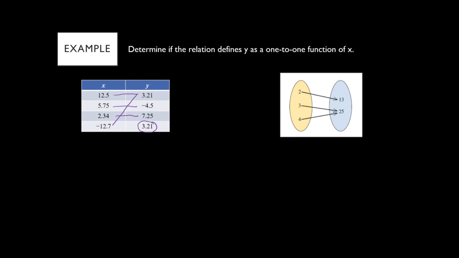So I want to kind of look for repeats either in the x column or the y column. So we have no repeats in x. And we do have a repeat in y. So no repeats in x means that this is a function, basically. But the repeat in y tells us that we have one y value that goes to two different x values. That is the 1 to 1 part, so it is not 1 to 1.